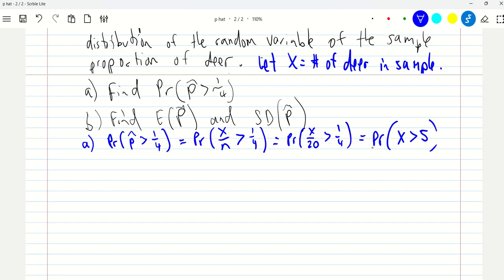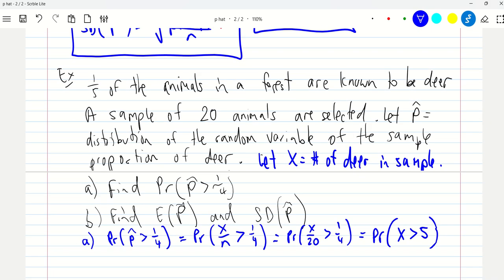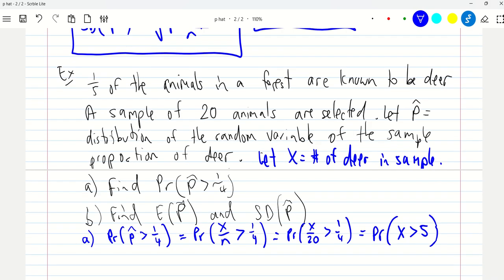And that's the bit that I was saying you could probably take a shortcut. Because we're saying that the proportion of deer in my sample, we want it to be greater than 1/4. Well, what's 1/4 of 20? 1/4 of 20 is 5. So what we're saying is that we want x to be greater than 5. The number of deer in my sample, we want to be greater than 5. And if you can see the connection between that and that, then you've got it. You've got the concept, and that's all we're talking about here.